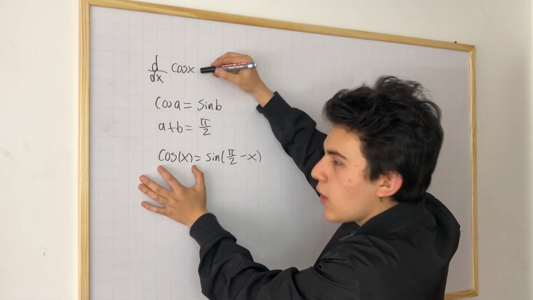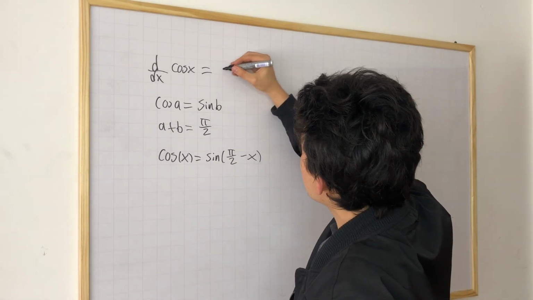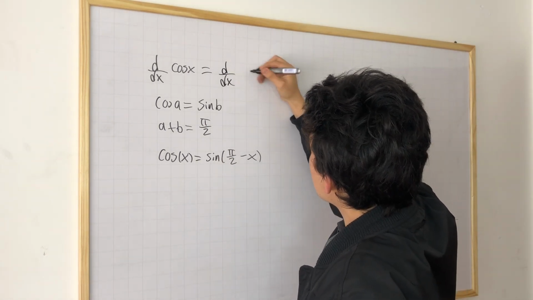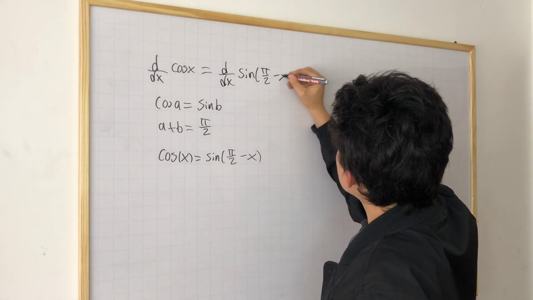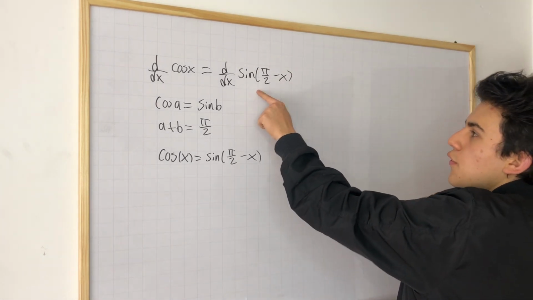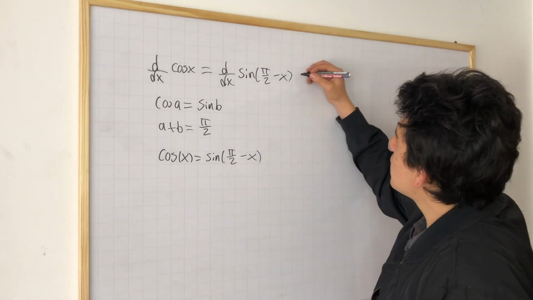Now, this is important because we know how much sine of x is, and we need to know how much cosine of x is. So we can rewrite this as the derivative of sine of pi over 2 minus x. And now we just need to find this derivative using the chain rule. And how do we do that? Well, let's do it this way.